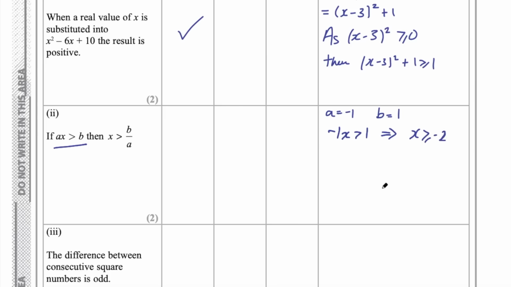So we could try minus 2. So let's say x equals minus 2. That means that minus 2 would need to be greater than b over a. Using this second statement now, b is 1, a is minus 1. And so minus 2 is clearly not greater than 1 over minus 1. That would just be minus 1.